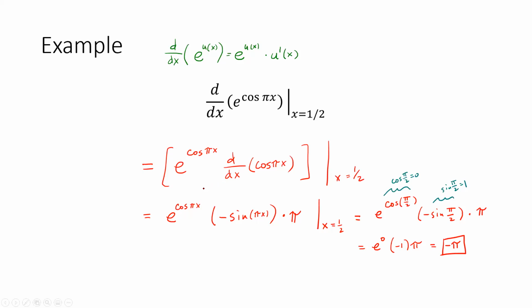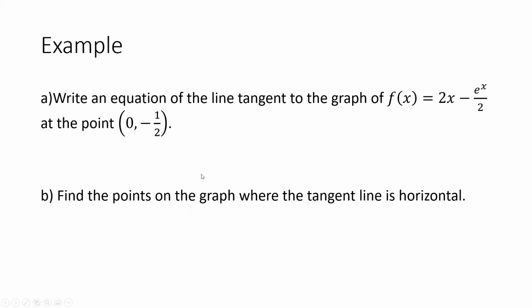And in the next example, we're also going to consider here the derivative and integral formulas that we've established so far. So let me take a look at the next example here. It says, write an equation of the line tangent to the graph of f of x equals 2x minus e to the x over 2 at the point 0, negative 1/2.